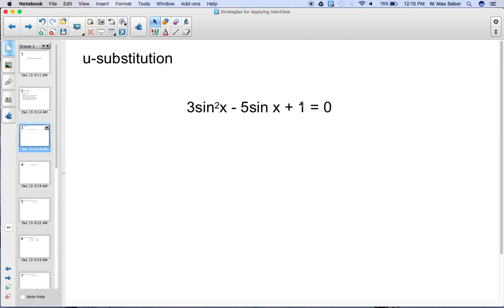Use substitution. Use substitution jumps out to me anytime that I have the same function appearing with the same input, but with slightly different versions. So something like 3u squared minus 5u plus 1 equals 0 is going to be easier to solve, and then we can set it back equal to sine. So that's one thing that you should keep in mind.